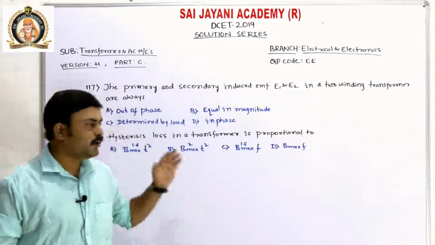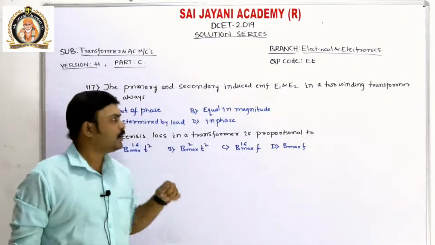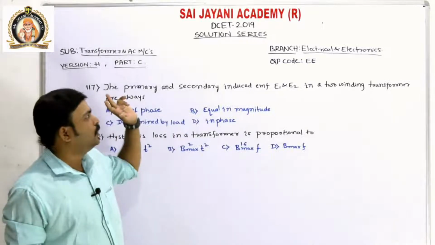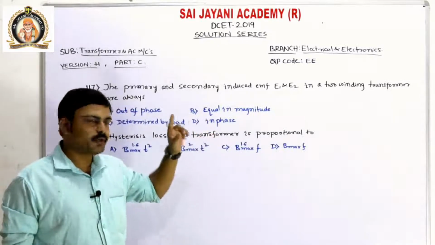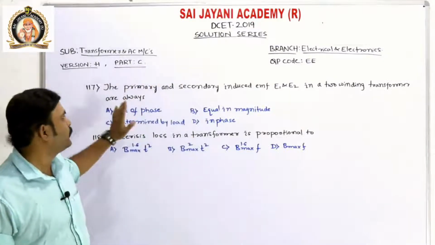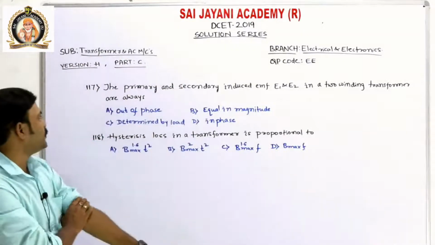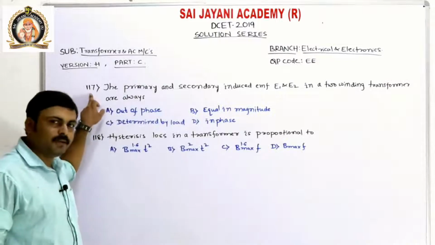Okay friends, now let us solve the questions on transformers and AC machines in the same question paper, DCET 2019 version H part C. So the subject is transformers and AC machines. See question number 117.